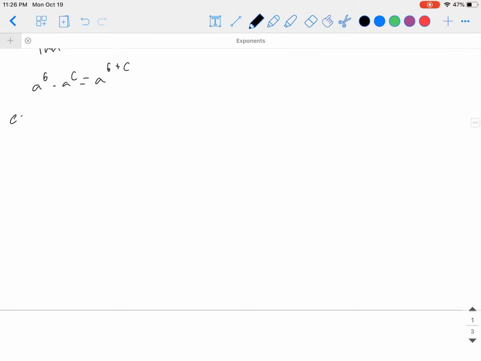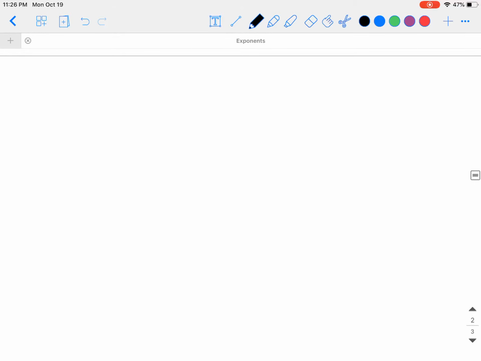So let's take for example, we have 5 cubed times 5 to the 7th. Well, by this formula, we could see that we have a as 5, b as 3, and c as 7. So in order to solve this, we would have 5 to the 3 plus 7, 5 to the 10th. Again, we can look at another example of 5 to the 24th times 5 to the 6th. Here, again, 5 is a, 24 is b, and 6 is c. So by the formula, we have 5 to the 24 plus 6, 5 to the 30th.